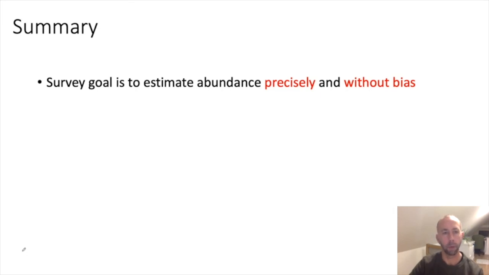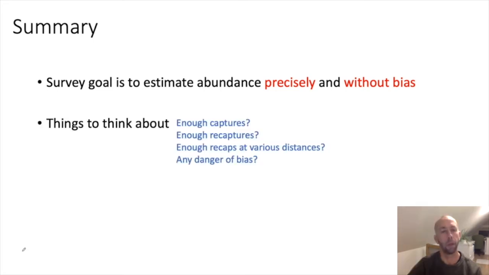So to summarize where we are, our overall survey goal is to estimate abundance precisely and without bias. We've looked at a 4-point checklist that tells us the kinds of things that we need to achieve this goal. We need to detect enough unique animals, we need to detect enough recaptures, we need those recaptures to be at various distances from animals' activity centers. We also need to avoid oversampling good or bad habitat because this could lead to bias.